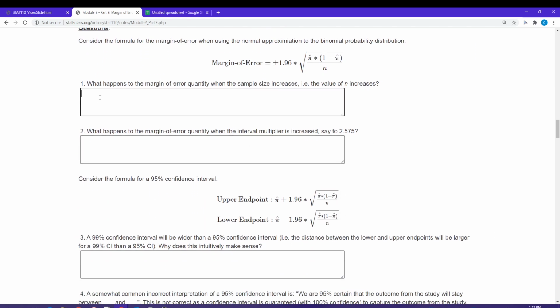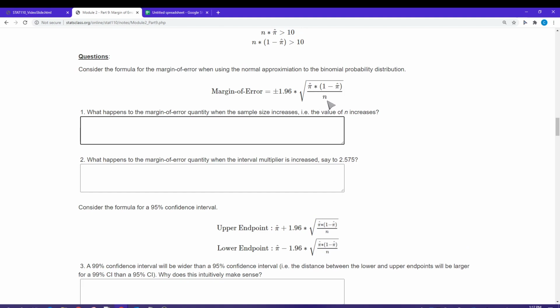Okay, so some questions here for you. What happens to the margin of error when the sample size is increased? Well, the sample size here is in the denominator of the standard error. So it's in the bottom here. So when this number gets really big, it's going to make the standard error very small. So my margin of error is going to be reduced in that situation.